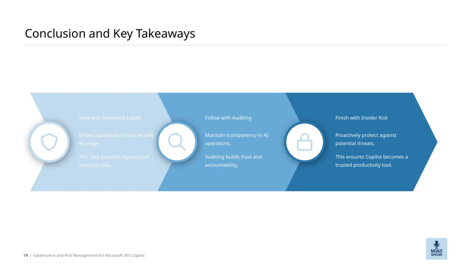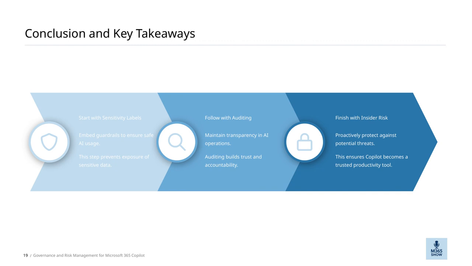Let's wrap up with some key takeaways on governance and risk management for Microsoft 365 Copilot. First, it's crucial to proactively protect against potential threats. By doing so, we ensure that Copilot becomes a trusted and reliable productivity tool that we can all depend on. Next, I want to highlight the importance of insider risk management. Maintaining transparency in AI operations is vital. When we audit these processes, it builds trust and accountability, showing everyone that we're serious about responsible AI use.